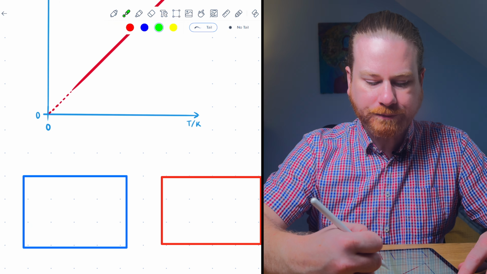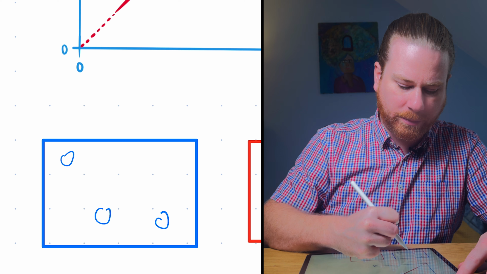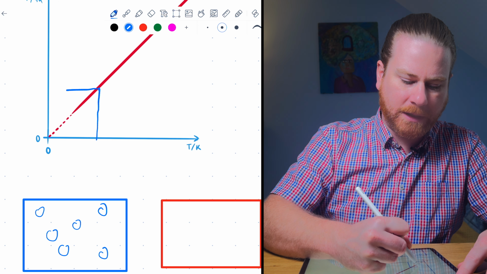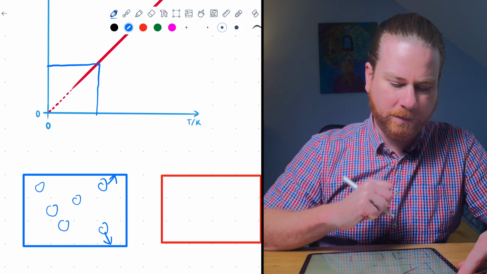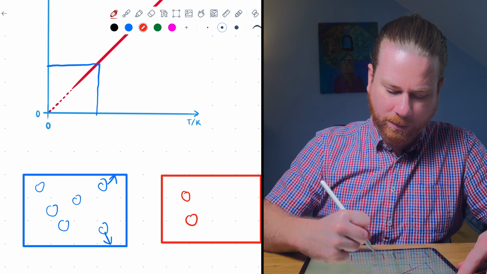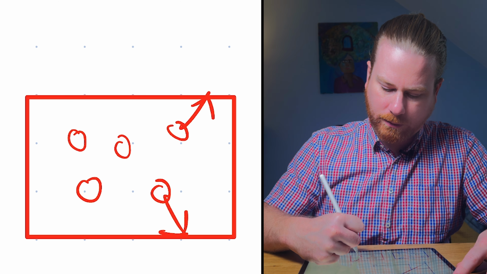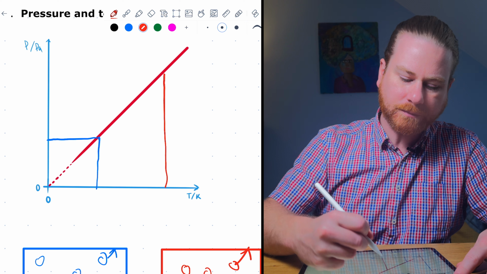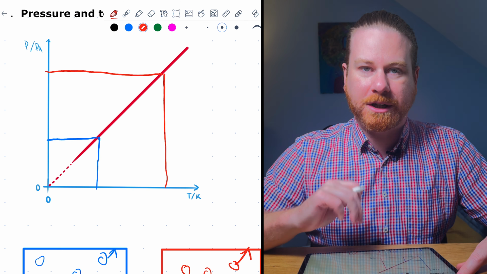So in our cold box, our particles would be moving slower, and then hitting the container with not as much force. Then in the hot box, we've got the same number of particles, they're going to be hitting the container much harder and more frequently, and that's why we've got an increase in pressure.